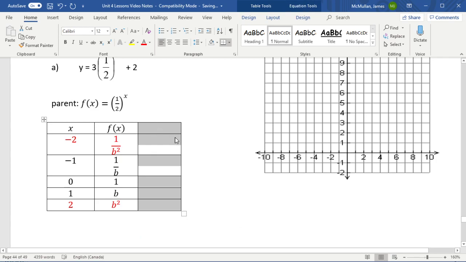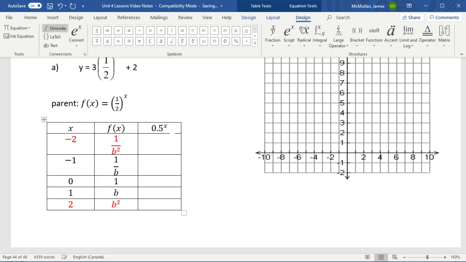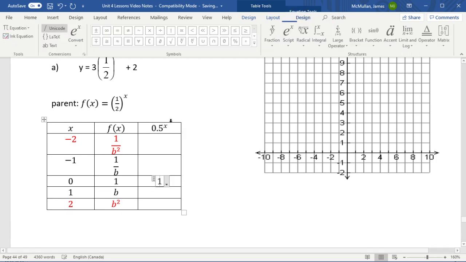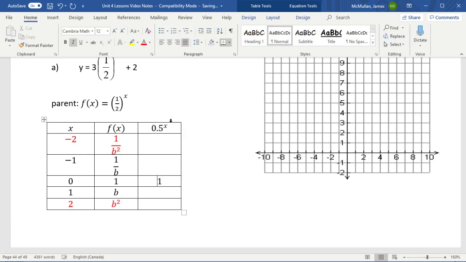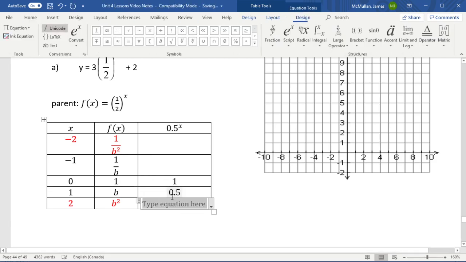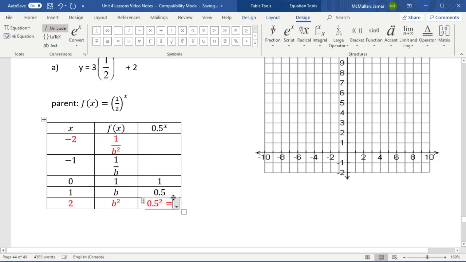So let's do them in our case. Our function is 0.5, or 1/2, to the x. So let's start with the easy one. It goes through 0, 1, because there's no b in this point. Did you notice? This one is just always 0, 1 for every function. Now b is easy to get. That's just 0.5. b squared is 0.5 squared, which is 0.25. Okay, so we have those points.